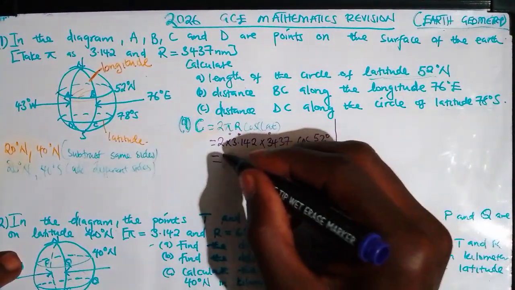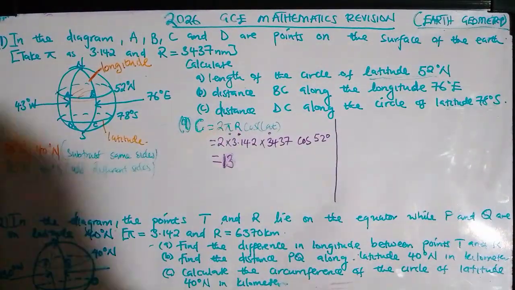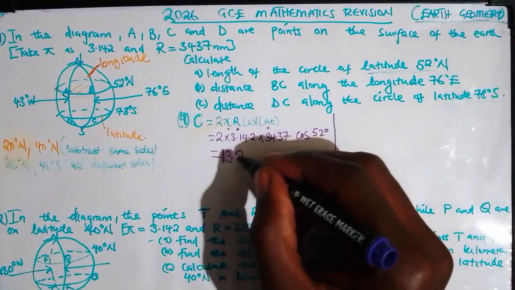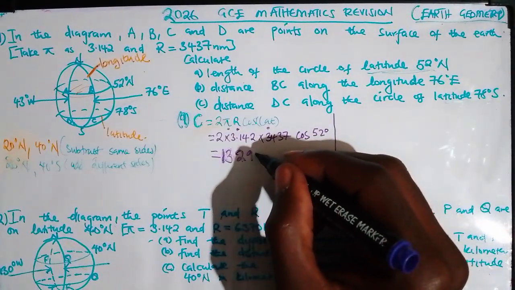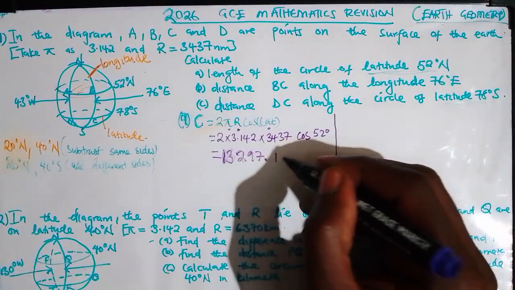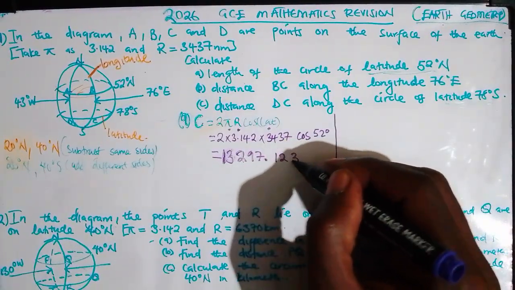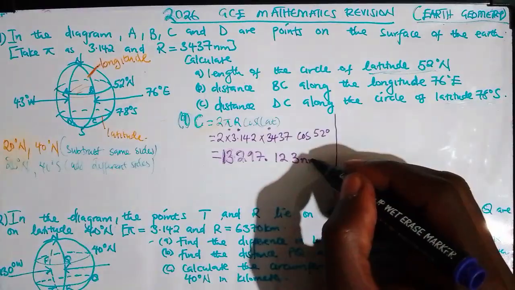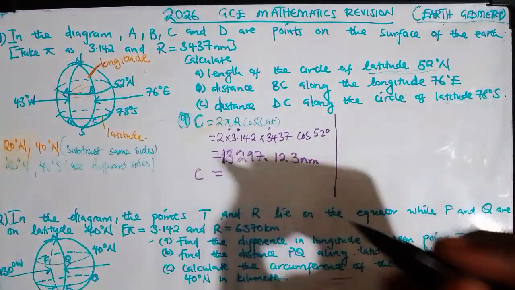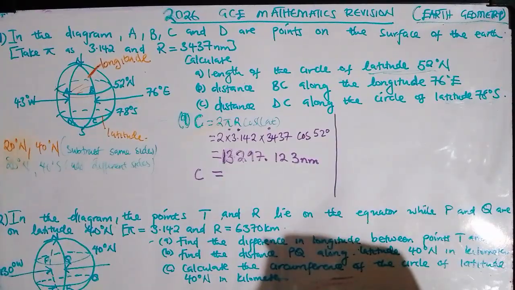So we have 13297.123 nautical miles. So again, what did I say? Leave your answer to 3 significant figures.